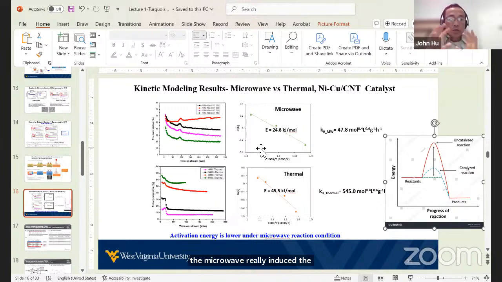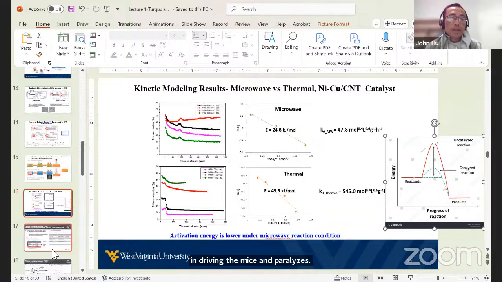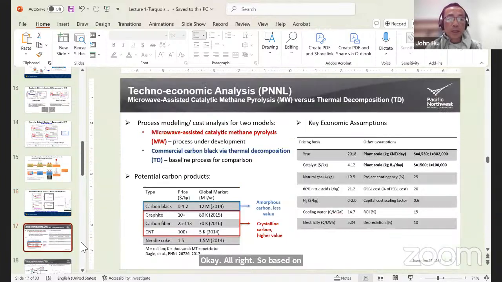Okay, there is a lot of kinetic study and kinetic modeling work behind this, and if you want, I can send you a paper published in Applied Catalysis B. This is a different angle to look at the effect of the microwave in driving the methane pyrolysis. Okay. All right. So based on all this data, we have done the techno-economic analysis.